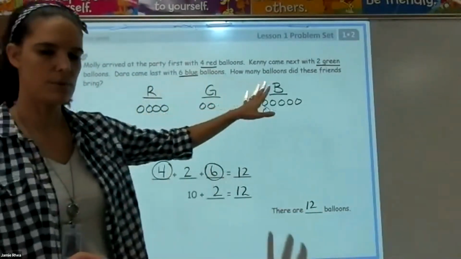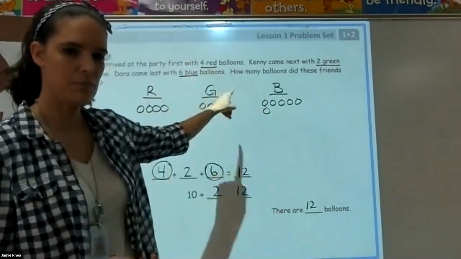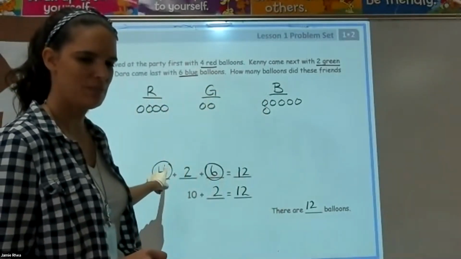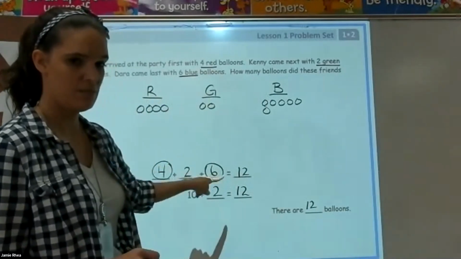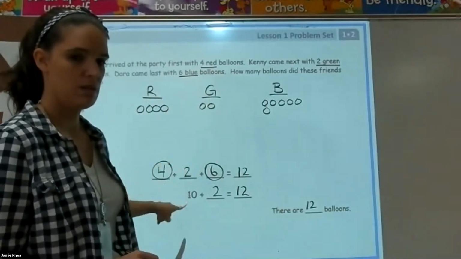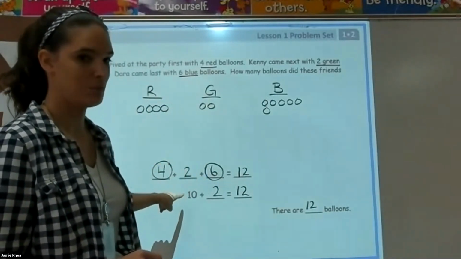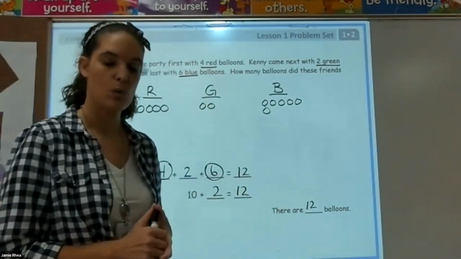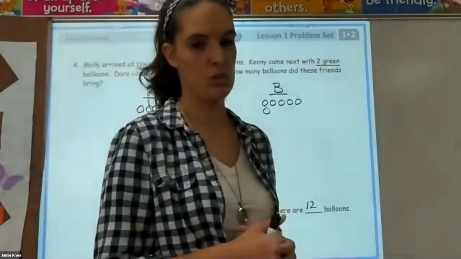Did I draw a picture? Yep. Did I label it? Yep. Did I make a math sentence? Yep. Did I circle 10? Yeah, even though they weren't together, I did. Made the number sentence with 10, and then I know how many there are all together. So you do problem sets 1 and 3 on your own.